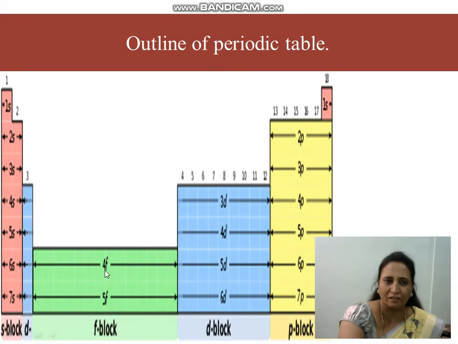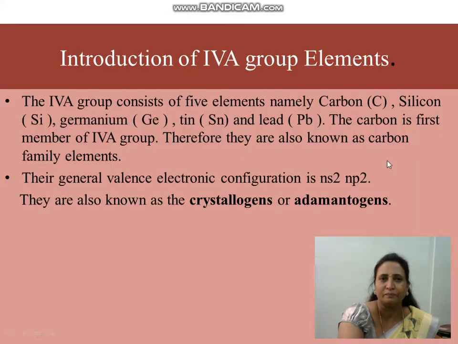Now these are D and these F. Actually the position of F block elements is included in the periodic table, but for the sake of convenient study they are placed at the bottom of the periodic table. Now let's see the introduction of fourth A group elements. Now fourth A group elements are also called the 14th group elements.